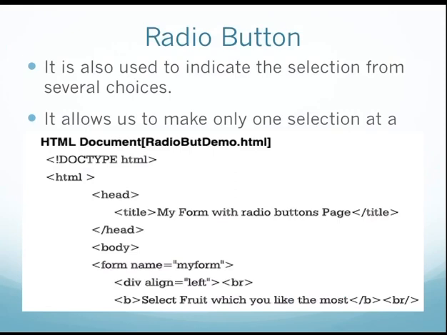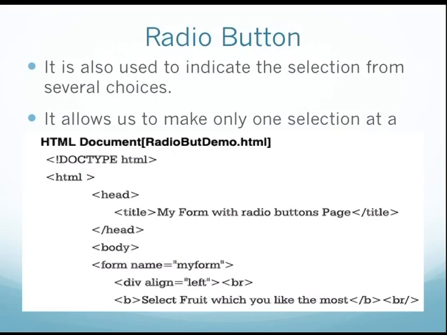For example, a radio button is basically used for gender, like male or female. A gender can either be male or female, right? So a radio button is basically used for gender. Okay. So you can select only one option from the list. Okay, so let's see the example over here.